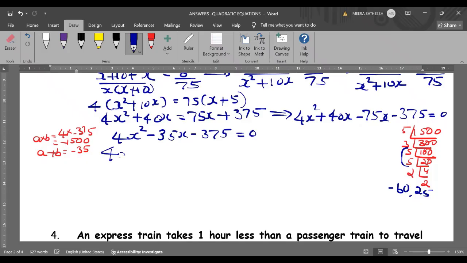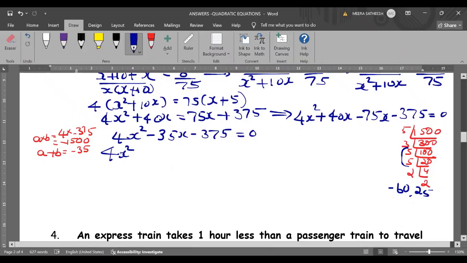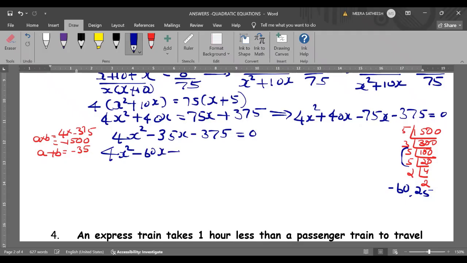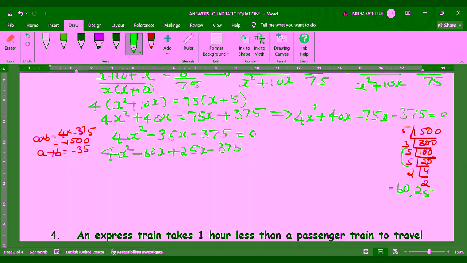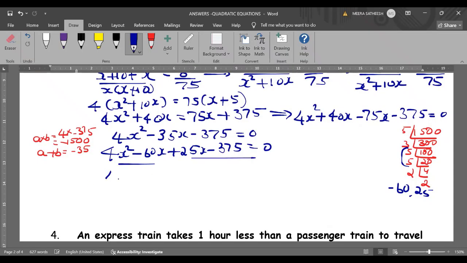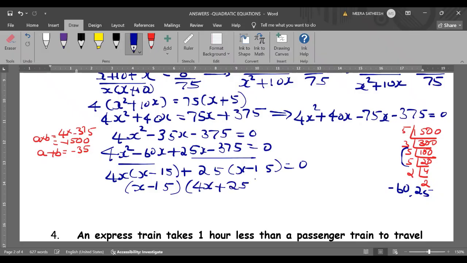So split it. So 4x square, when you split and write, if one number is positive and one number negative, you always write the negative first. So it will be easy for you to simplify. So 4x square minus 60x plus 25x minus 375 equal to 0. Now group it. So 4x into x minus 15 plus 25 into x minus 15 equal to 0. So x minus 15 common, 4x plus 25 equal to 0. So x minus 15 equal to 0 or 4x plus 25 equal to 0. So which one do we have to take? Only this, because here we will get minus 25 by 4, that no need, negative. So x equal to 15.